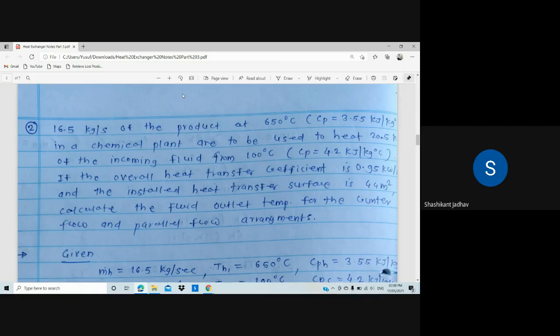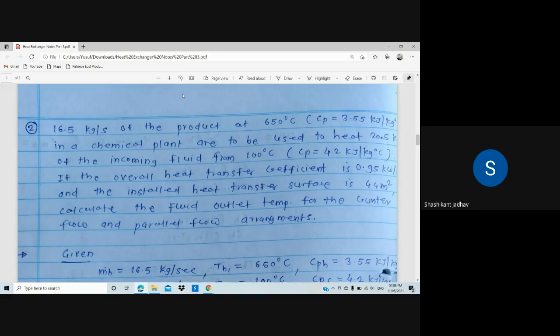Okay, and the inlet temperature of the hot fluid is given, means Th1 is equal to 650 degrees Celsius, and Cp of that hot fluid is also given, that is Cph is equal to 3.55 kilojoule per kg degree Celsius. Okay, in a chemical plant are to be used to heat 20.5 kg per second of the incoming fluid.